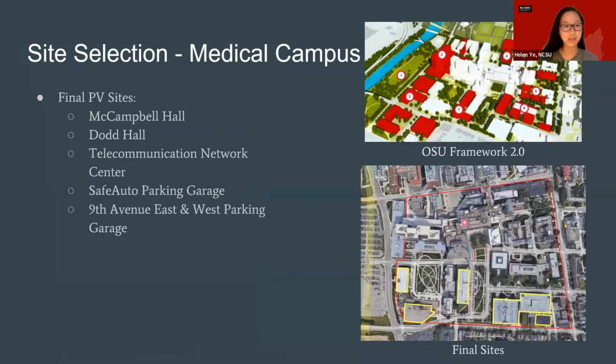For the medical campus, with the help of Aurora and Google Maps, we searched for buildings that were flat, had minimal obstructions, and were not shaded. All sites were referenced with the Ohio State University Framework 2.0 document to ensure that there are no issues with the site we selected. Our final sites for the medical campus parcel are McCampbell's Hall, Dodd Hall, Telecommunication Network Center, Safe Auto Parking Garage, and 9th Avenue East and West Parking Garage, shown in yellow.